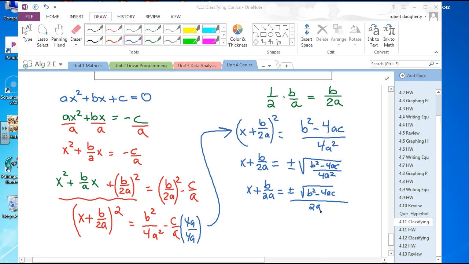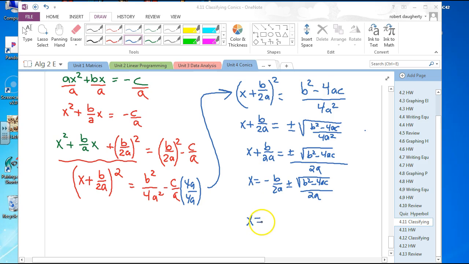So what do I do to get the x by itself? Subtract b over 2a. So x equal negative b over 2a plus or minus square root b squared minus 4ac over 2a. Can I combine those two things? Do they have the same denominator? Yeah. So this is our final moment. x equal negative b plus or minus square root b squared minus 4ac, all of that over 2a.